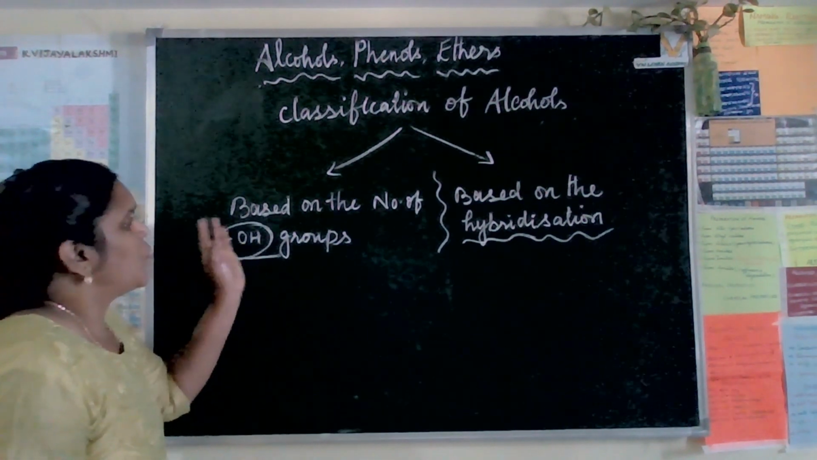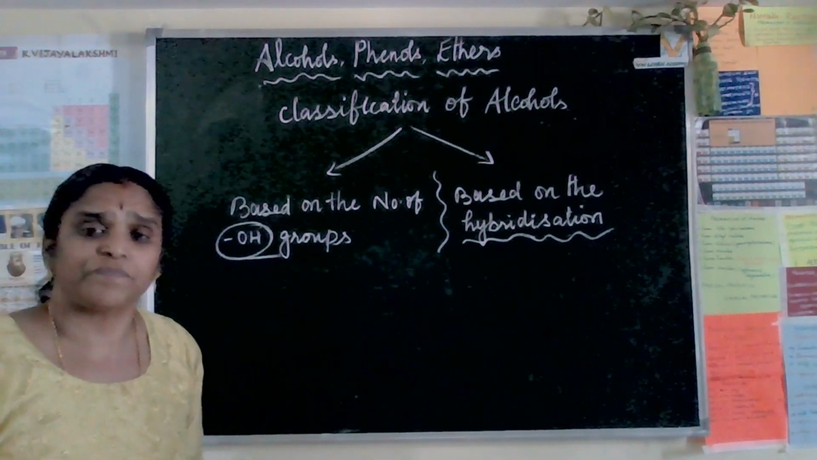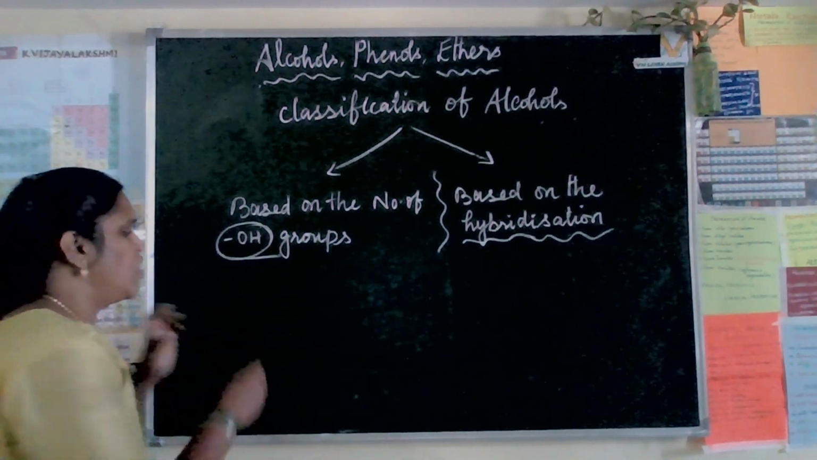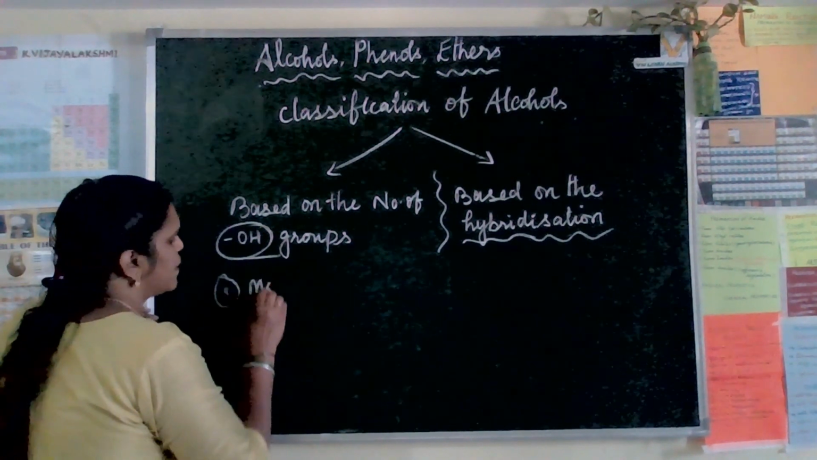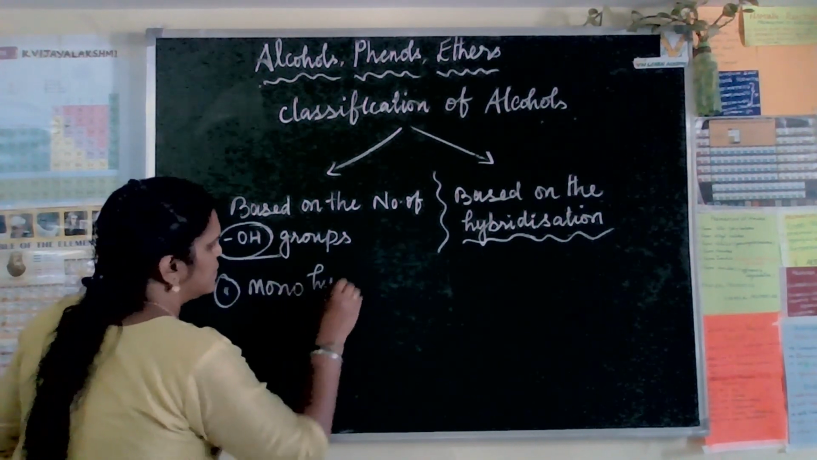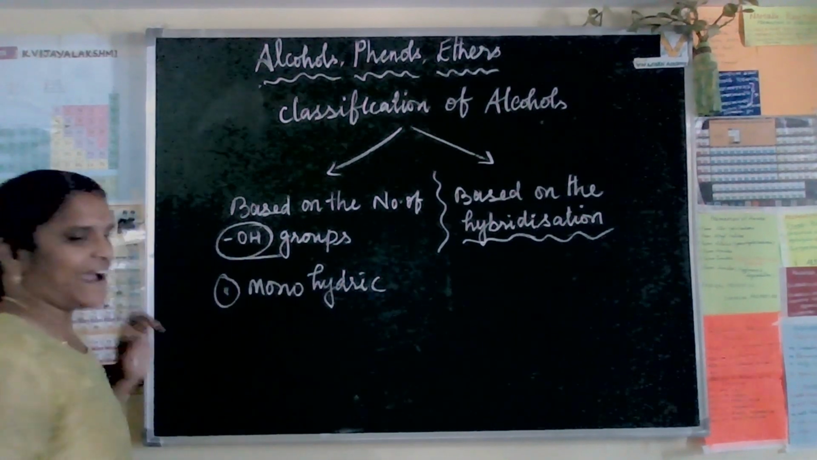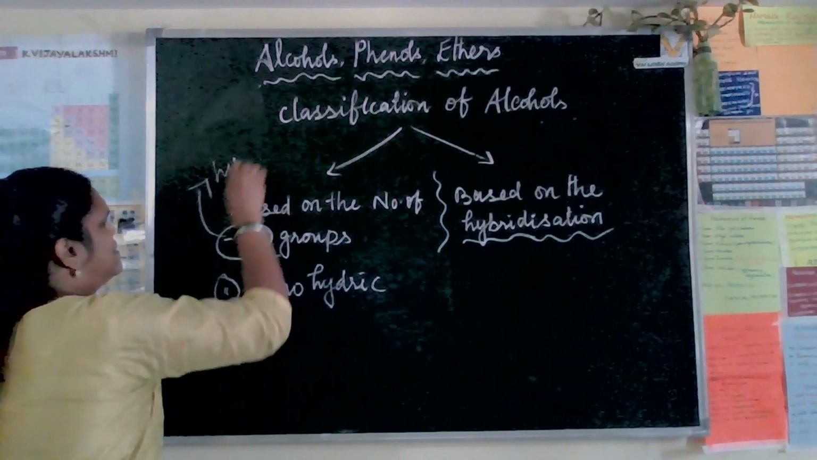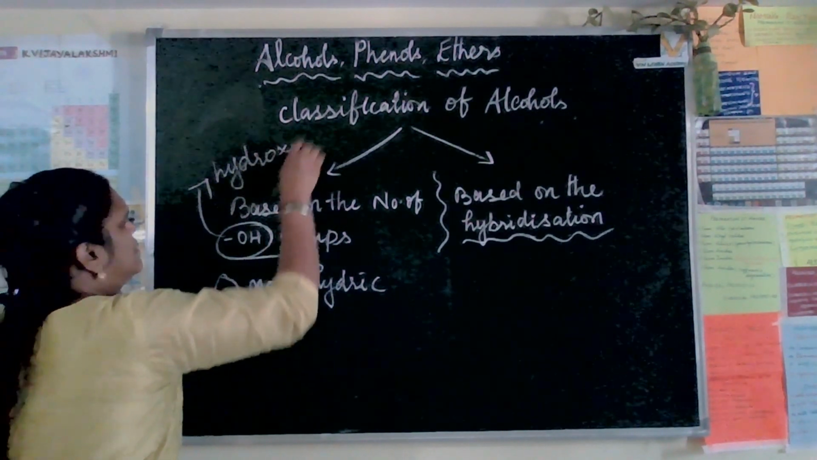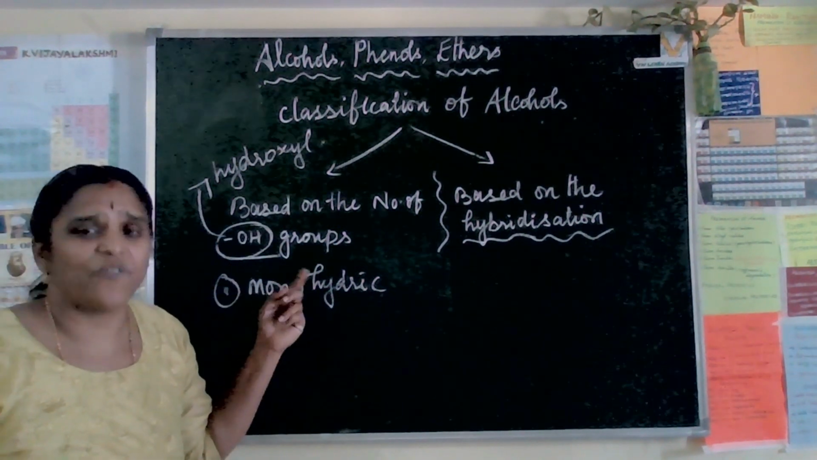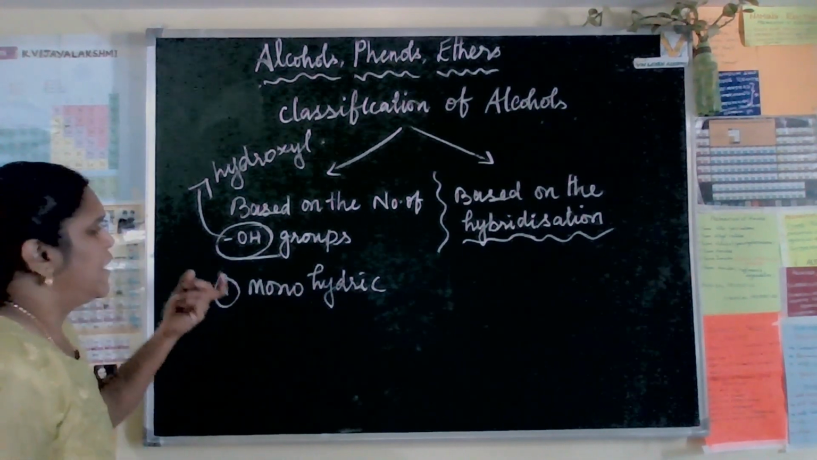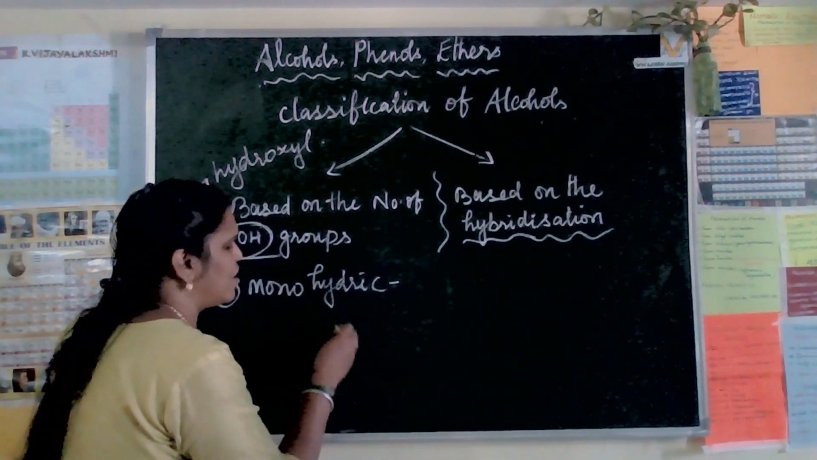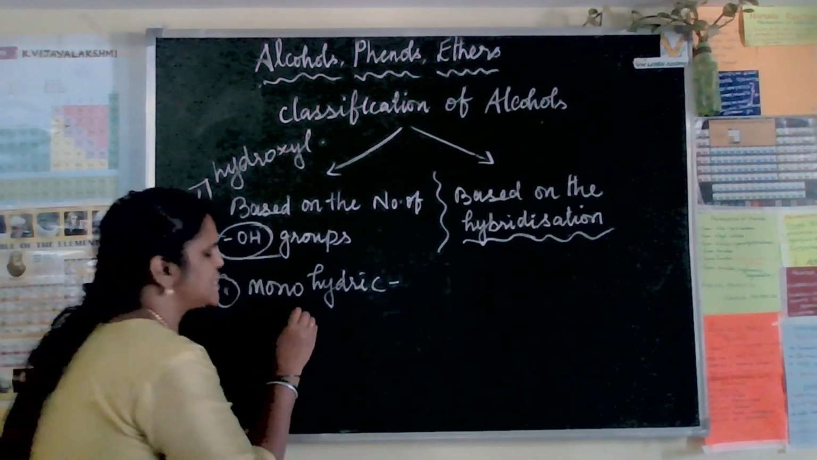Based on the OH groups attached to the alkyl group, how many OH groups attach to the alkyl? According to that, monohydric, hydric, hydroxyl. We can say it is a hydroxyl group only. Hydrogen and oxygen are there, so we can say it's hydroxyl only. Now monohydric alcohol. How to say monohydric alcohol? Only one OH group is attached to it.